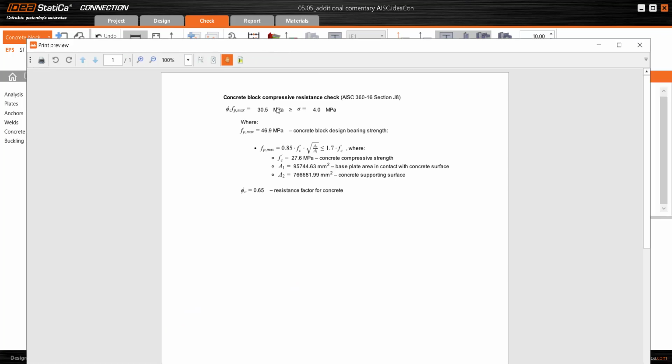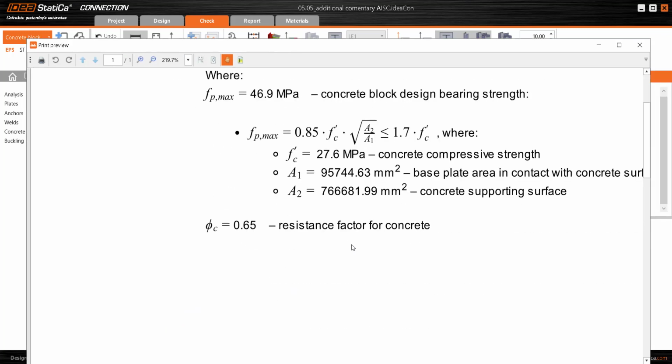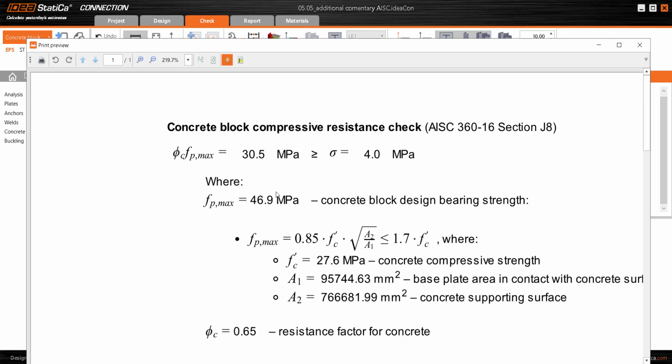We see that, basically, the resistance depends on these two areas, and we can see that this resistance is bounded by a maximum value. And we're going to obtain a stress, which is what the concrete resists, and which must be greater than the acting stress.